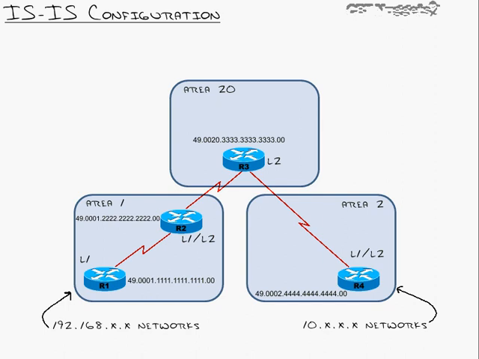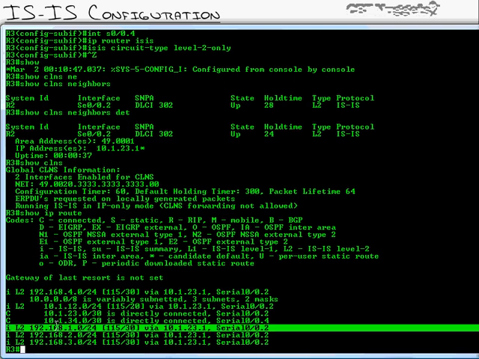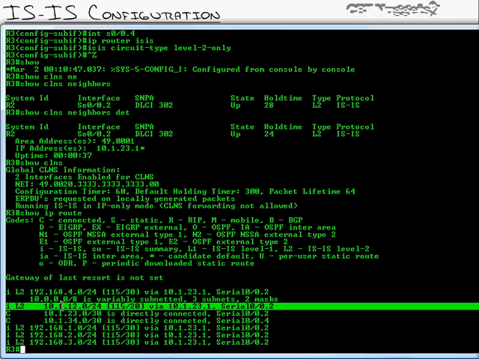The ABRs will allow the routes from the areas to pass through them. It's not like it cuts the routes off. And same thing here, it doesn't cut the routes off from the level 1 database. It will move them into a level 2 database role. So I'm seeing now the level 2 database for all the loopbacks that we have configured down there on router 1. I'm also seeing the WAN link showing up between router 1 and router 2.